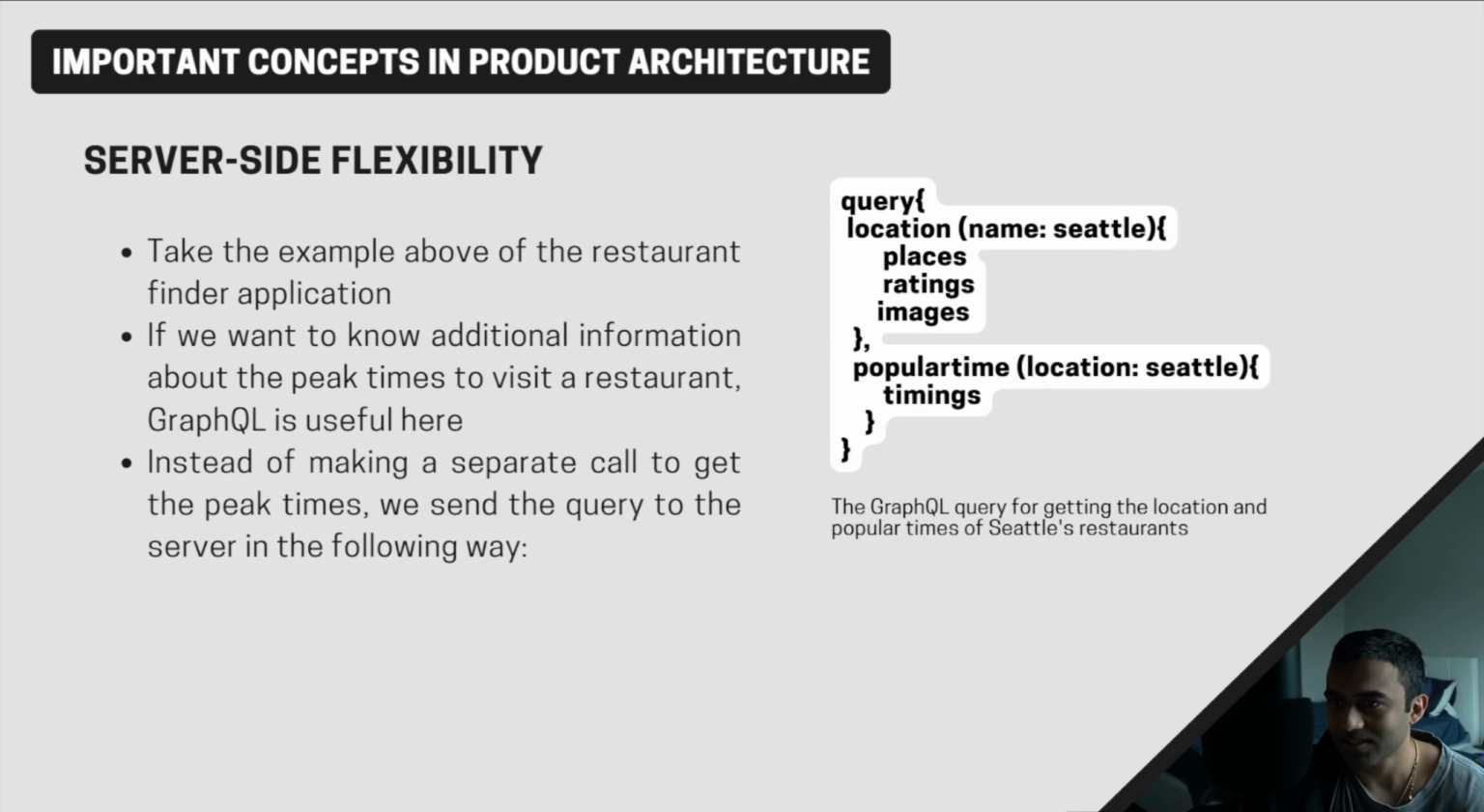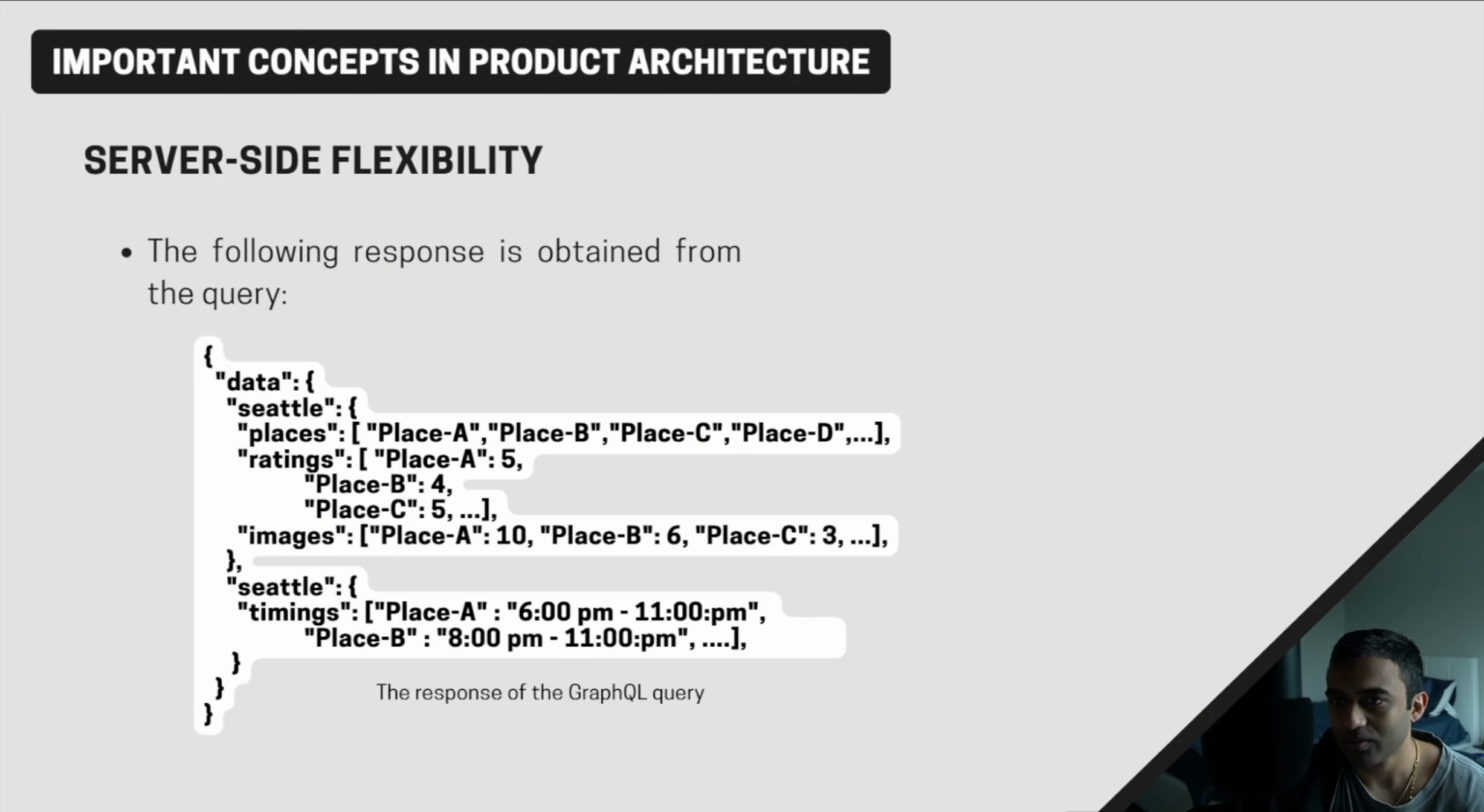So we have a query, the location, we input the actual location, place, images, ratings, and we can also put the popular times in with the timings. And the following response is obtained from the query. So we have the data, the places, and we also have our timings.